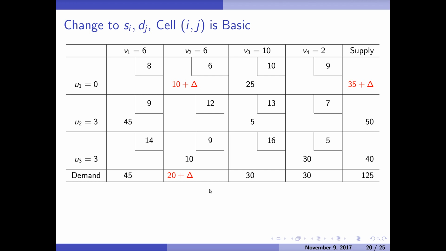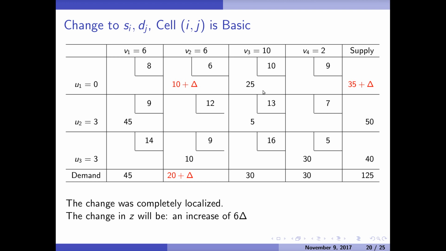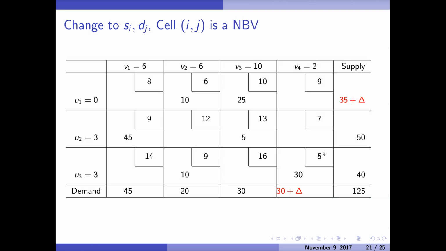And what is the corresponding change in z? The corresponding change in z is just going to be adding 6 delta to it. If we're increasing the supply and demand that correspond to a basic variable, the change is all localized, kind of the backwards of what we just did. Now suppose that the change corresponds to a non-basic variable. So in this example, we're thinking about this cell.